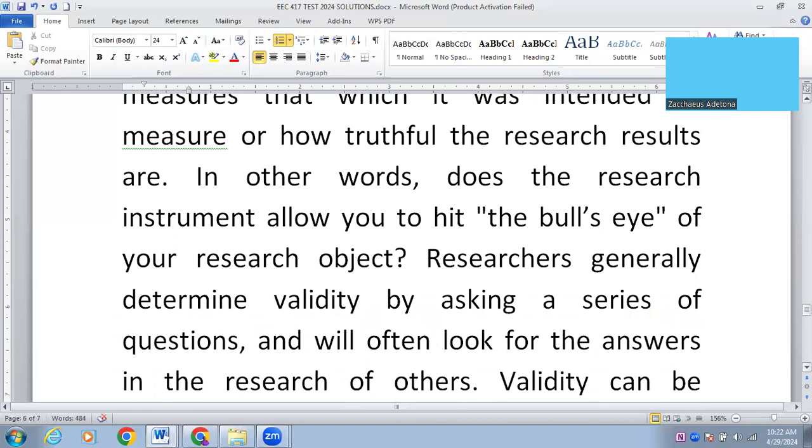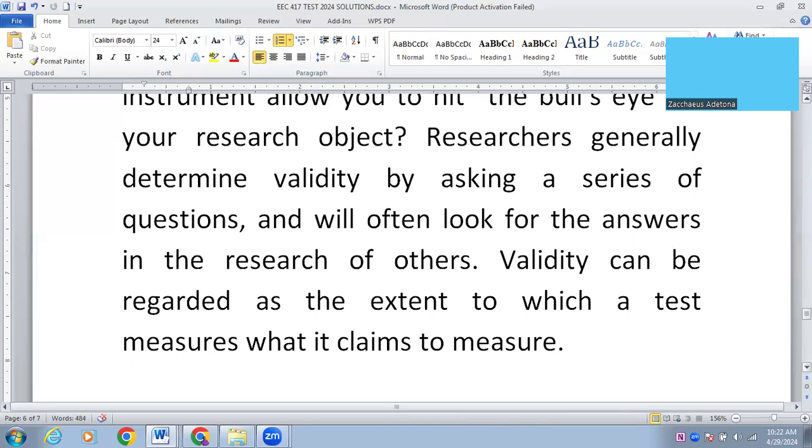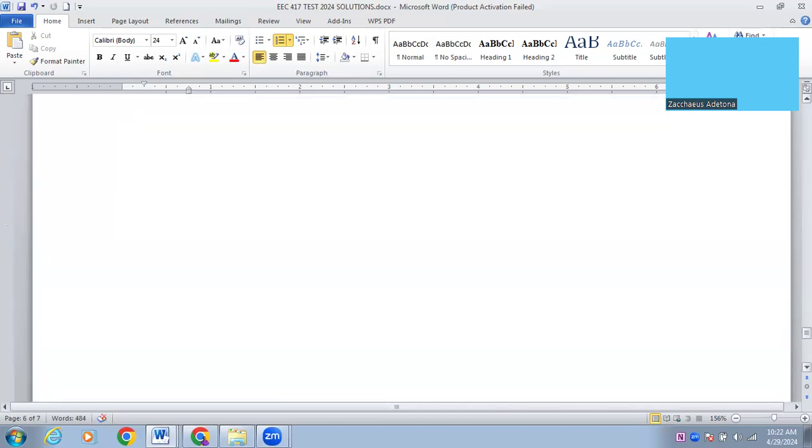And this can be carried out by asking a series of questions and then we look for answers in the research of others. And this validity is regarded as the extent to which a test measures what it claims to measure. Does it address the research question, objective and hypothesis? So if not, the researcher has to restructure the questions in order to hit the nail on the head. So that is about validity. And that is the solution to the test problem.